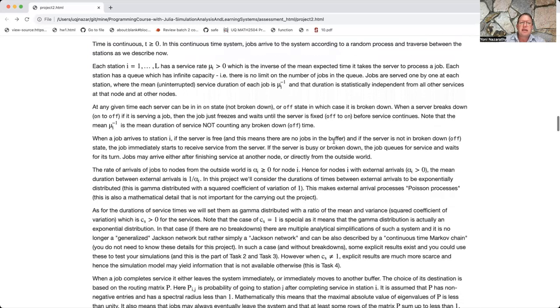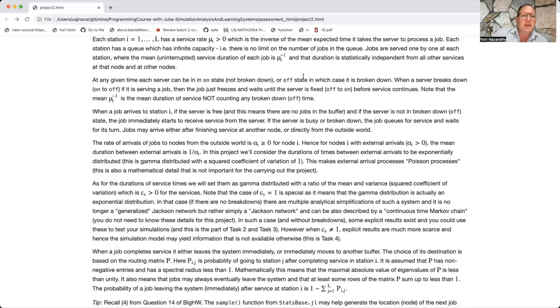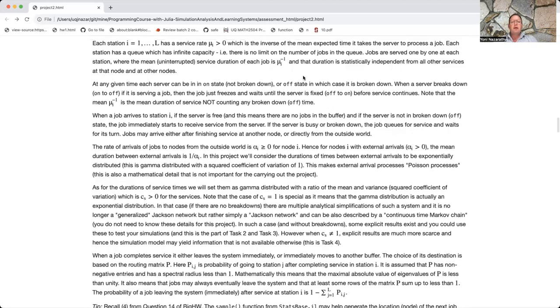This is a discrete event simulation, but time is continuous. And it's driven by randomness, because jobs arrive to the system according to random processes and traverse between the stations as we described, and they also get random service, etc. So there's a whole lot of randomness happening in the system. Still, we're going to report mean values mostly, and these will be steady state means. Steady state means that you run the simulation for a long duration of simulated time, and you take a time average of them.